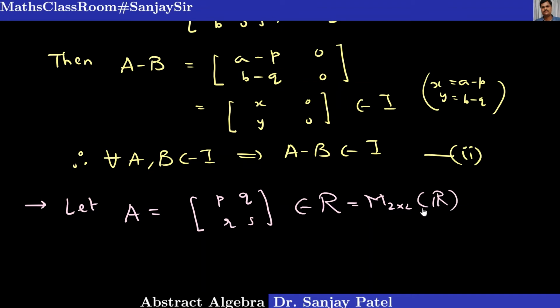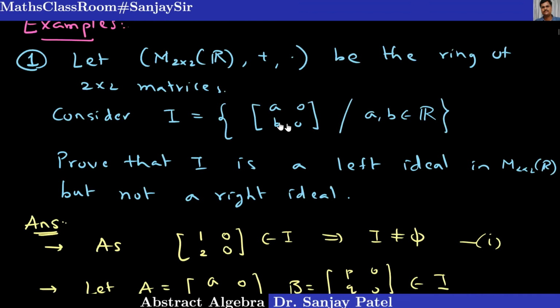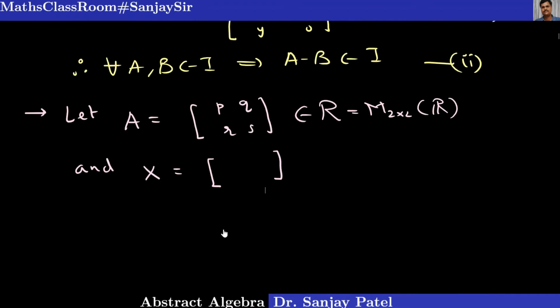So in the ring of matrices, I am taking an arbitrary element and I am taking another element which I will denote by capital X from the set I. What is our set I? Our set I is this set which contains matrices of the form A, B, 0, 0. The first column is A, B, second column is 0, 0. So I am taking an arbitrary matrix from the set I. So I will write it like this. Let X is equal to A, B, 0, 0 belongs to capital I.